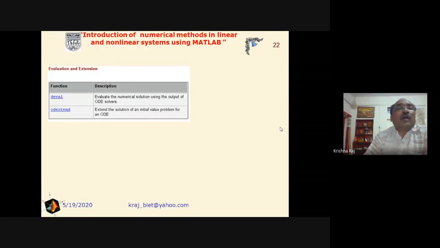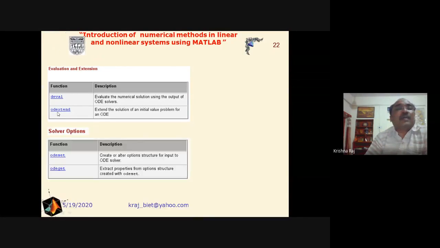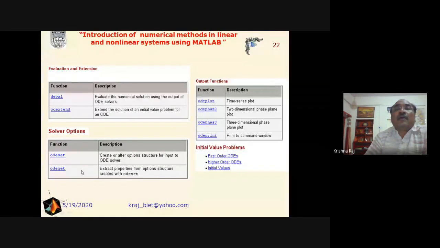Now, again, these commands are used for evaluation and extension. Solver options have odeset, odeget. These are the output functions. Again, odeplot will give a time series plot, and odephas2 is two-dimensional. For three-dimensional we have to use odephas3, and odeprint is used to print in the command window. ODE means ordinary differential equation.